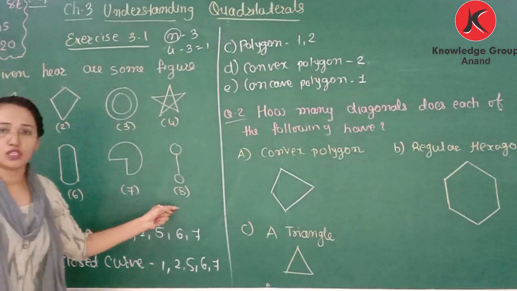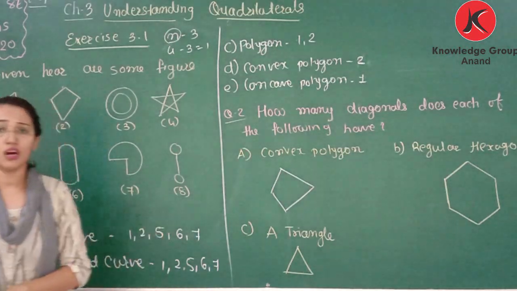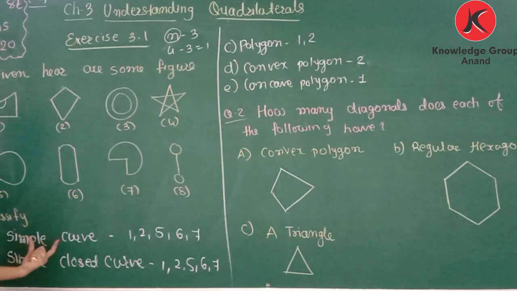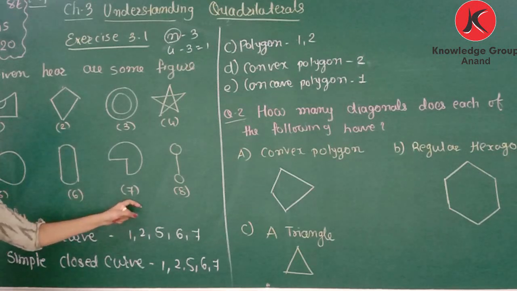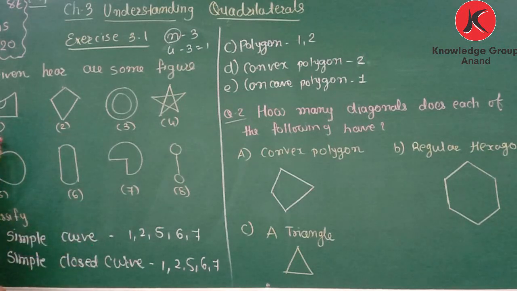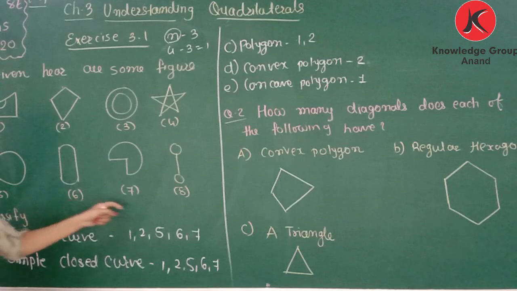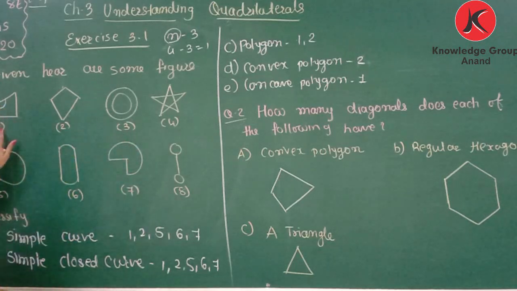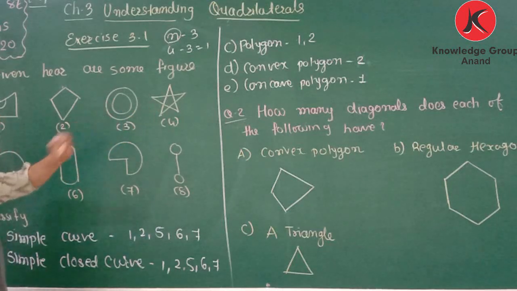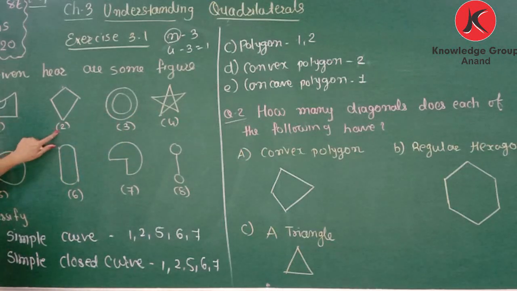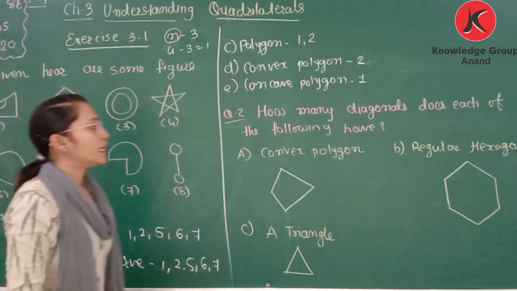Here eighth one, it is not a simple curve and it is not a polygon. So which figures can be classified as a simple curve? First, second, fifth, sixth and seventh. Simple closed curve, again first, second, fifth, sixth and seventh. Polygon. First and second are polygon. In that, which one is convex polygon? Second one is convex, and which one is concave? First one is concave. Clear?